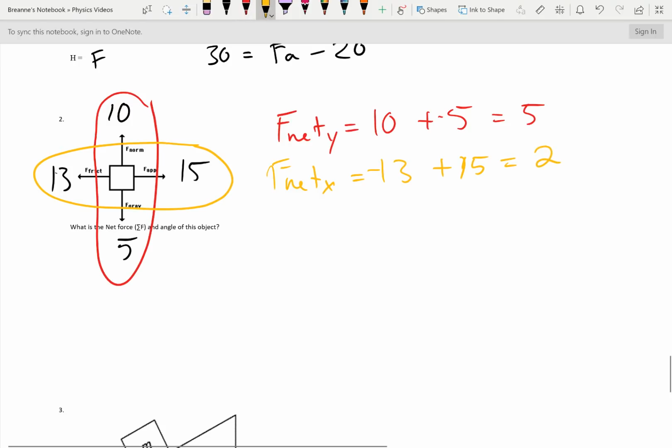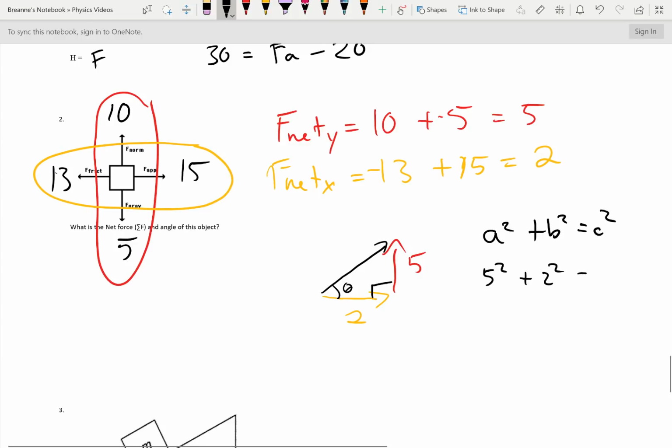So always, if you're going to draw your triangle, draw your x-axis first. It kind of makes things a little bit easier. So that's 2. That's 5. And you're looking for your net force. That becomes a right triangle, and your angle is always where there's no arrowheads. So you're just going to use your a squared plus b squared equals c squared. It does not matter which one you make a squared. It does not matter which one you make b squared.